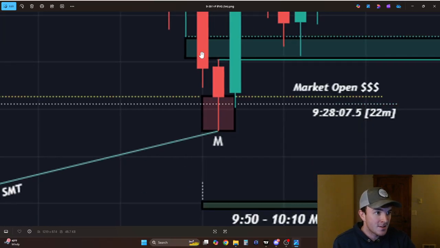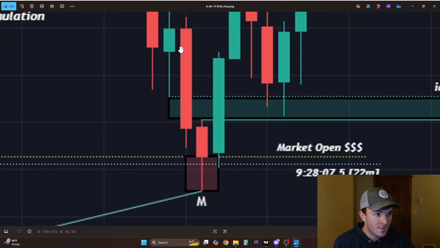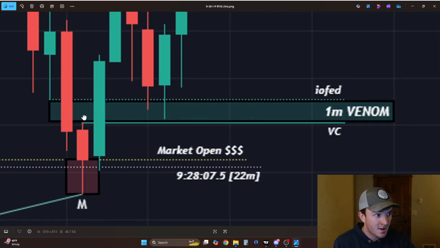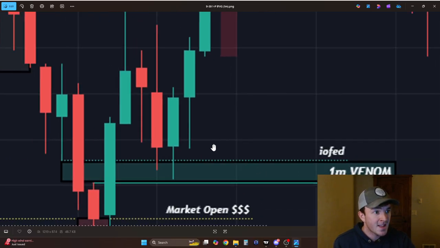By the way, down here, there's a Venom model, which is pretty cool. You can see here's the Venom model, the fangs. We have a key draw on liquidity taken below a true open. So here's the Venom candle. Here's the SIBI. Here's the BISI. Here's the BPR. You can see how the market respects that.